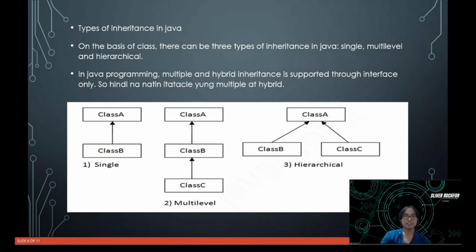On the basis of class, there can be 3 types of inheritance in Java: the single, multi-level, and the hierarchical. In Java programming, multiple and hybrid inheritance is supported through interface only. Ayan, so nilagay ko na rin dito. So hindi na natin itatackle yung multiple at hybrid para hindi na tayo mahirapan.